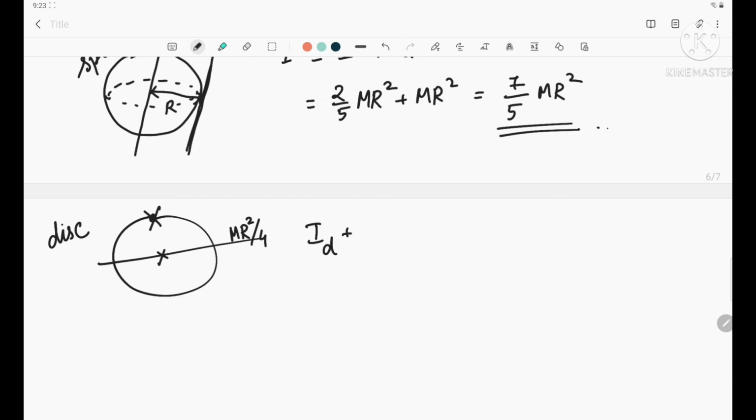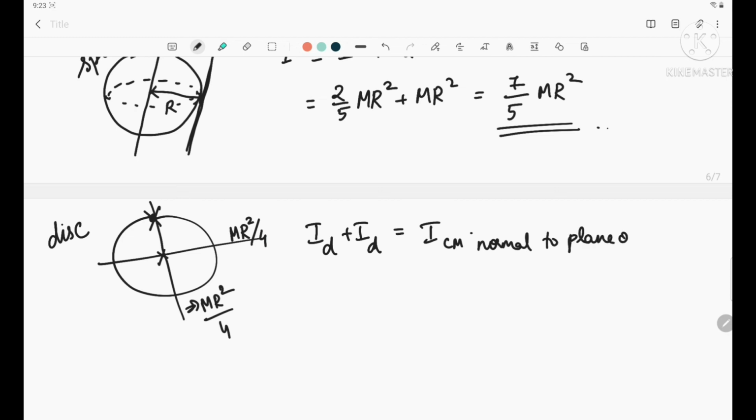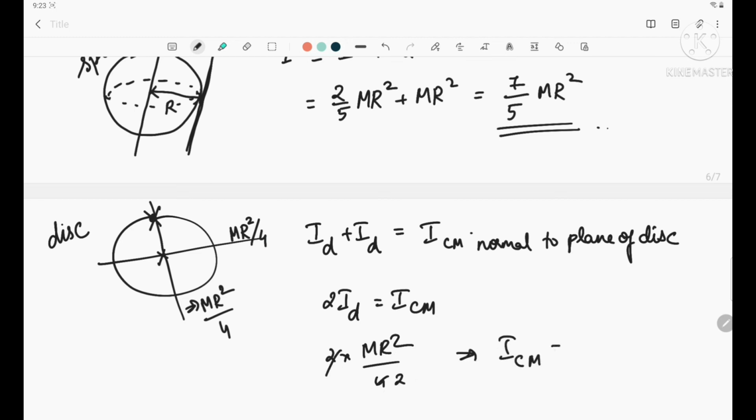We know very well, ID plus ID. We will consider two diameters which are perpendicular to each other. Both of them will have the same moment of inertia, mr square by 4. So ID plus ID is equal to I center of mass, which is normal to the plane of the disk. In that case, 2 times ID is equal to ICM, and ID is nothing but mr square divided by 4. Therefore, the moment of inertia passing through the center and perpendicular to the plane will be mr square by 2.